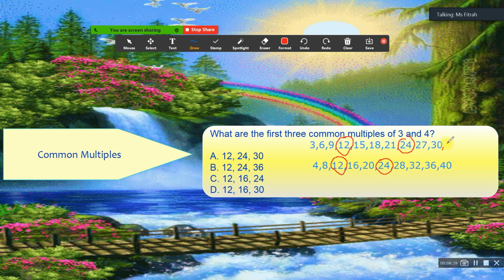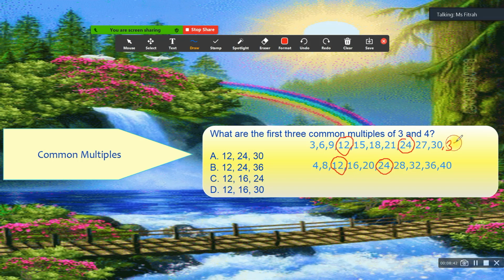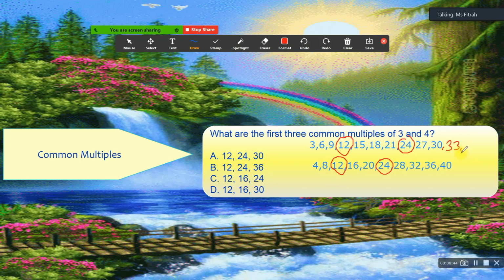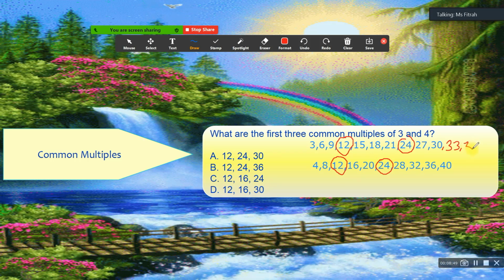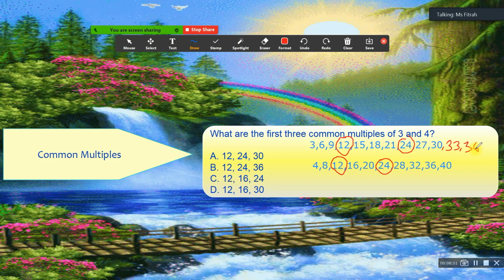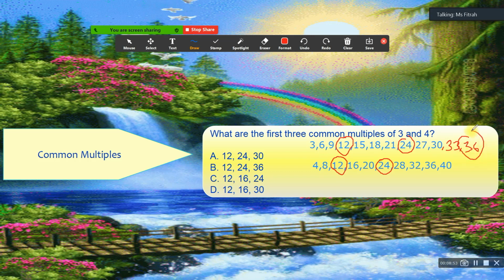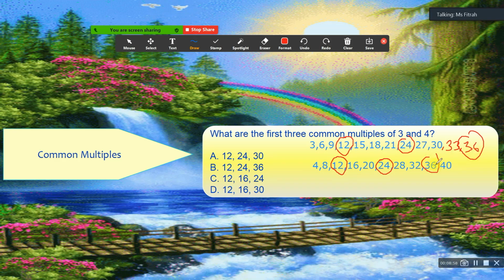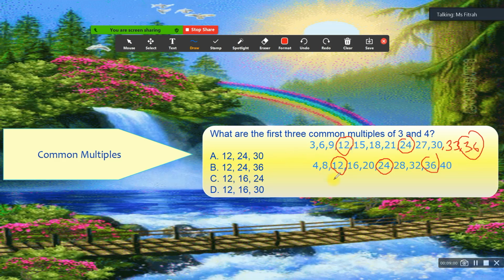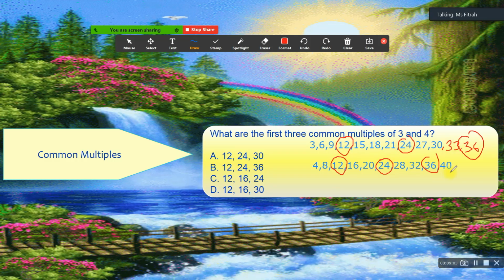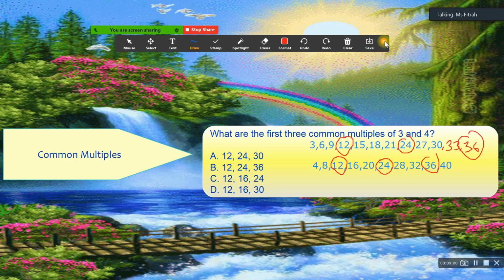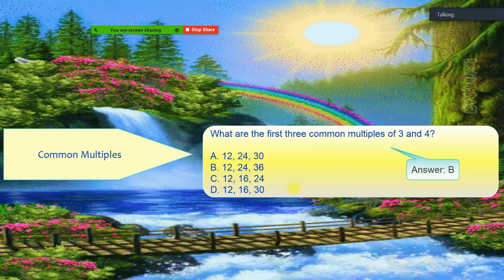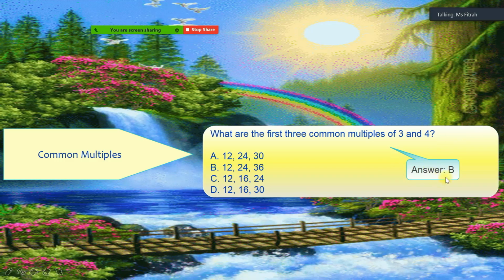3 times 11 equals 33. And then after this 3 times 12, 36. Yep. So we can get the answer. 36. So the answer is 12, 24, and 36. Okay. So the answer is B.